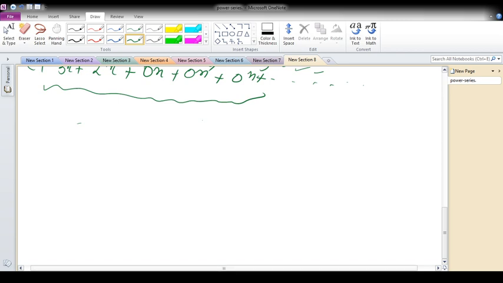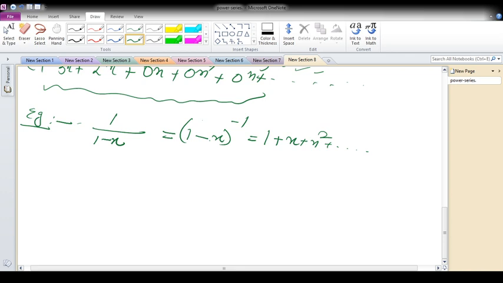Next, I will give some power series examples. We can write 1 by 1 minus x. We already know that 1 by 1 minus x can be written as (1 minus x) power minus 1, that is equal to 1 plus x plus x square plus etc. So this is an infinite series. So this is a power series. Each of the coefficients is 1.